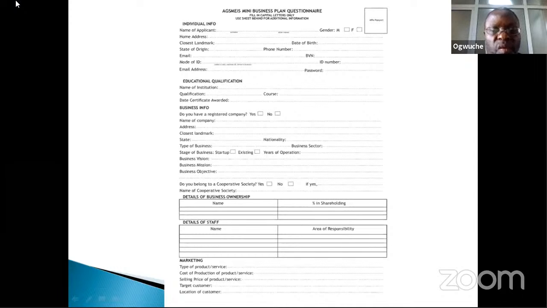Then the address of the company. If it's not registered and you don't have a location, you can give us your home address, that will also suffice. And then, of course, the landmark, again, as I described earlier. Here, for states, it should be the state where the business is located, then your nationality, type of business, of course, here there are different types of businesses, and then of course the business sector.